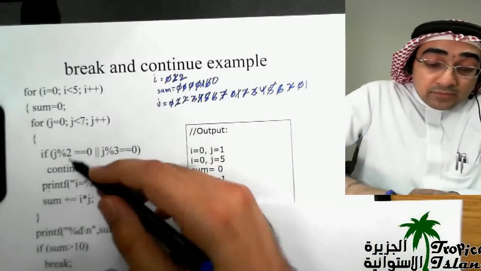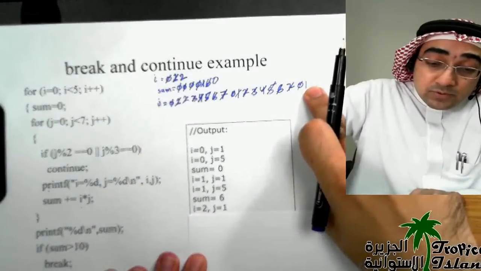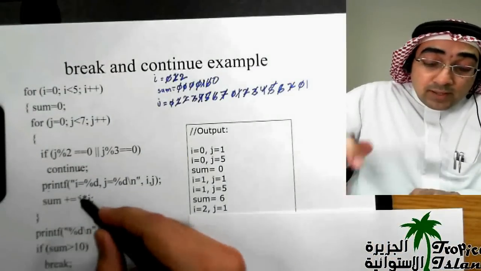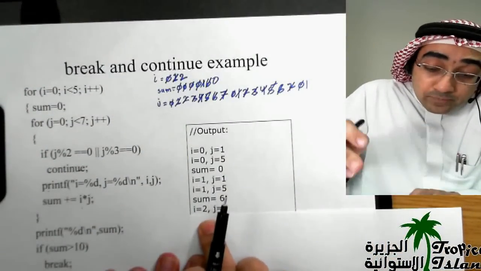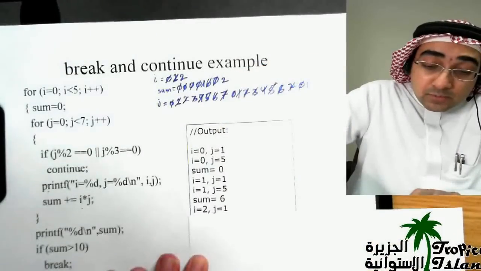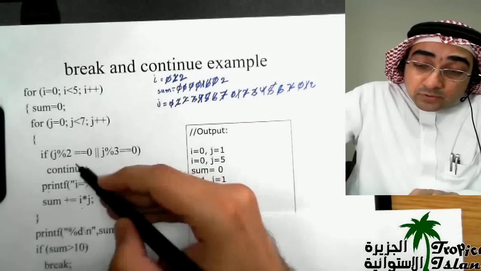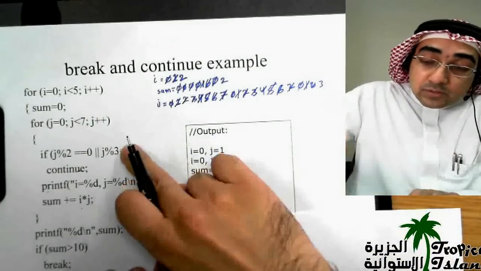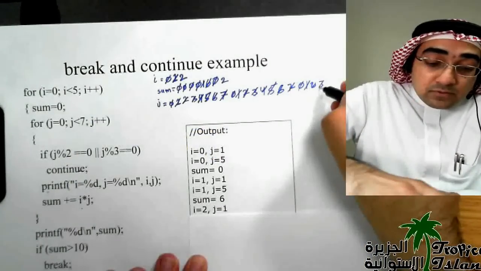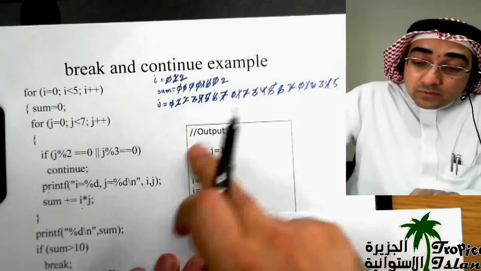And after it becomes 1, I'm going to come over here, and then I'm going to print i is equal to 2, and j is equal to 1, and then I'm going to multiply 1 by 2 and add it to this, so sum will become 2, correct? Then I'm going to go on to 2, I'm going to have this true, so continue. Then I'm going to go 3, this is true, I'm going to continue. Then 4, this is true, so I'm going to continue and go to 5.